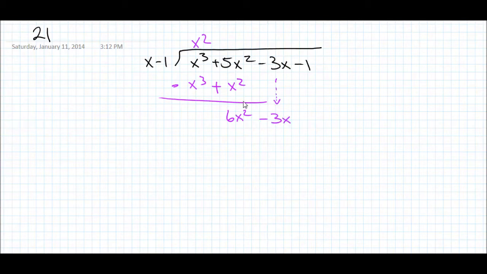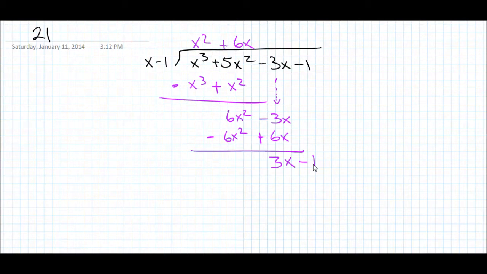To get x to look like 6x squared, you're going to have to multiply that by a positive 6x. So when I do that, I get 6x squared minus 6x. Got to change the signs to subtract. I'm going to have 6x squared minus 6x squared is 0. Negative 3x plus 6x would be a positive 3x. Alright, and I'm going to have to drop a minus 1 down.